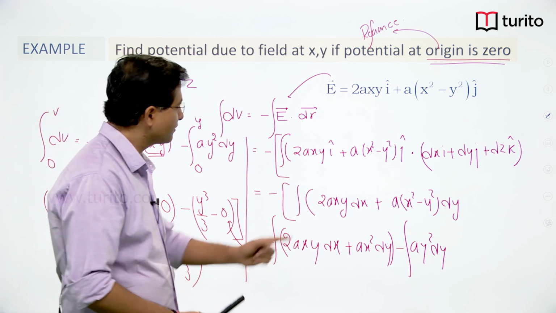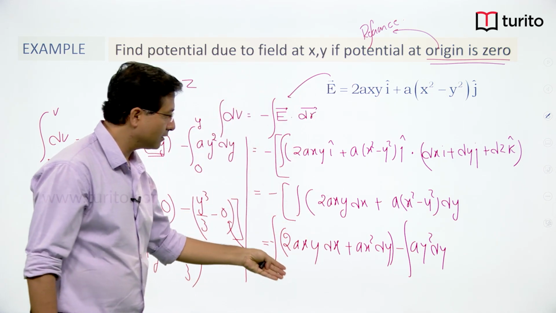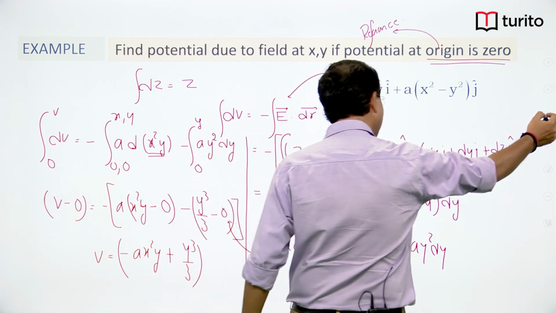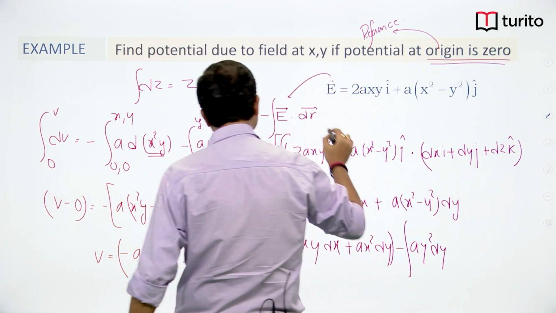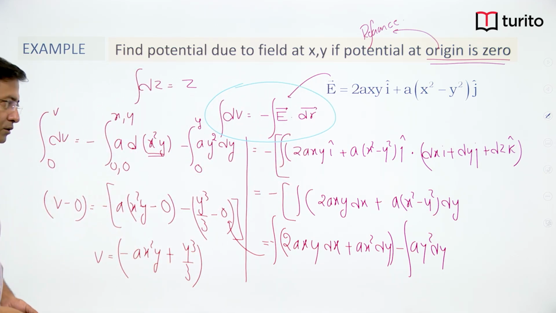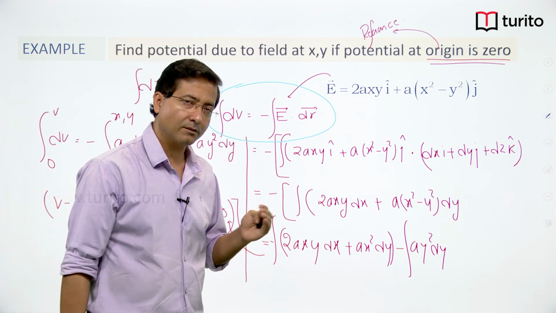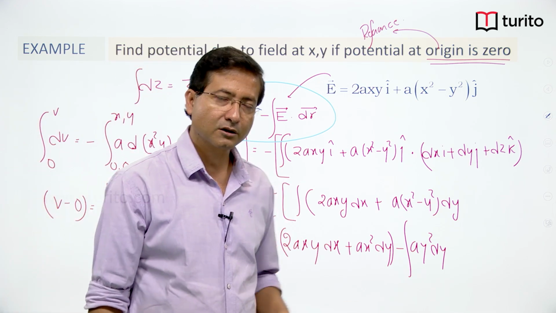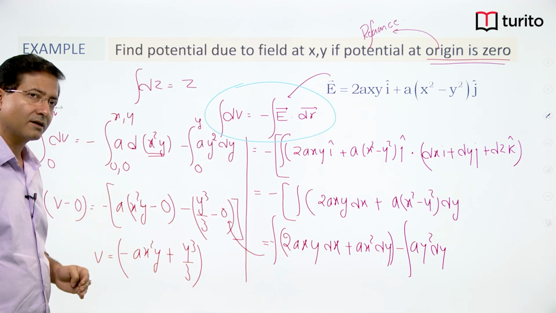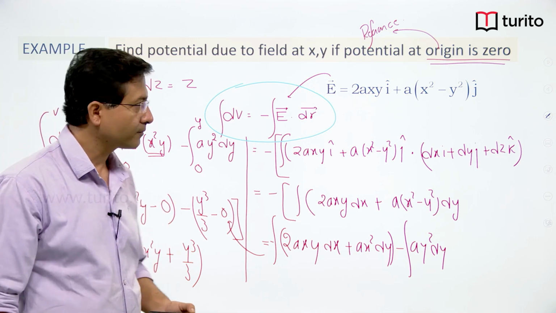So field is given in space and potential is asked. This is the procedure. So this was the formula what we used. In our last class we talked about this formula, we did some numericals based on this formula. Today also we have taken a few more numericals to make the concept crystal clear. Now let us move to the next topic.